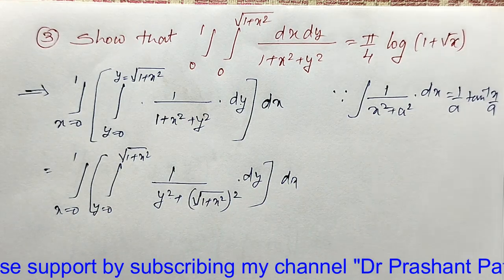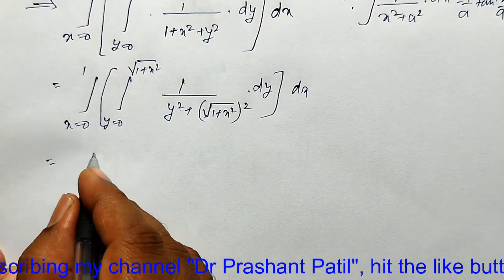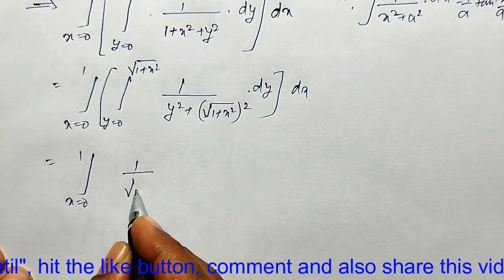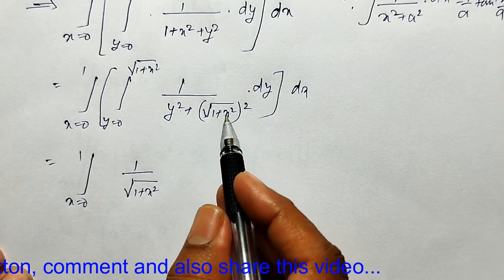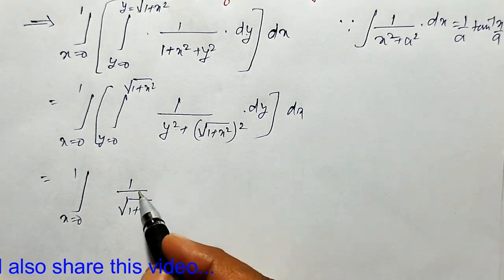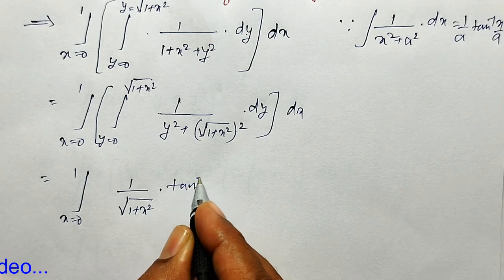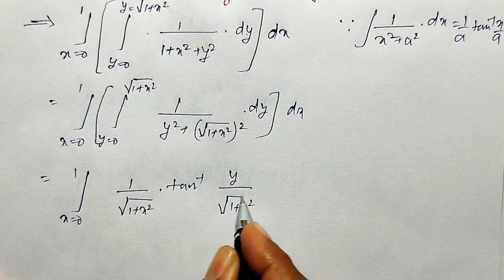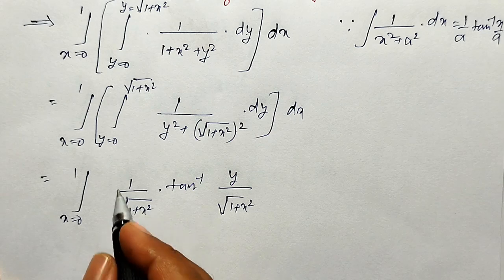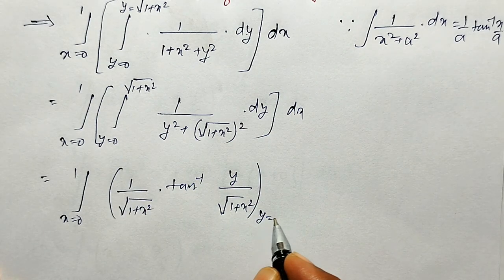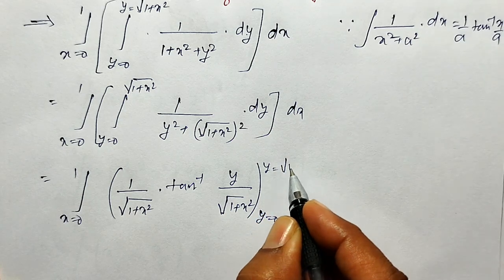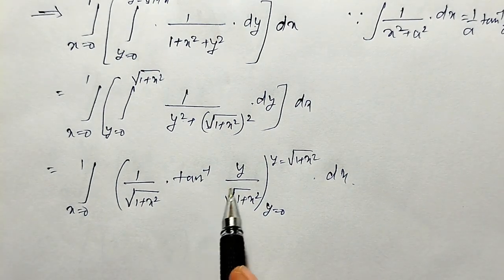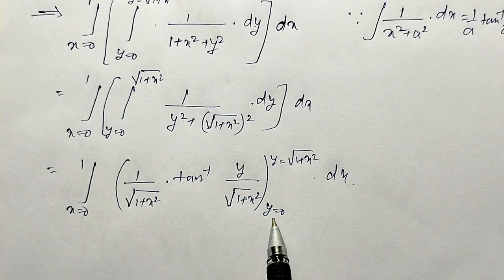In this form I will write the integration from x equal to 0 to 1. Its integration will become 1 by square root of 1 plus x square, because it is acting as your a here, into tan inverse of y divided by square root of 1 plus x square, that is y by a here instead of x by a. This is between the limits y equal to 0 to y equal to square root of 1 plus x square, into dx. For this integration I have to replace y by the upper limit minus the lower limit.